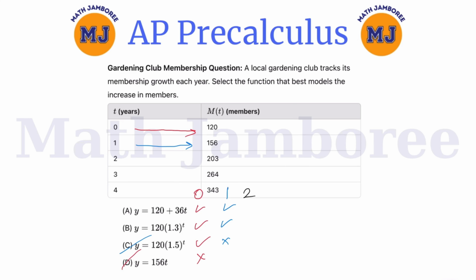So let's try substituting 2. 36 times 2 is 72, plus 120 is 192, but we were looking for 203. So therefore, this doesn't work. 1.3 to the power of 2 is 1.69, times 120 gives you 203. Therefore, this works. So the correct answer is choice B for this specific question.